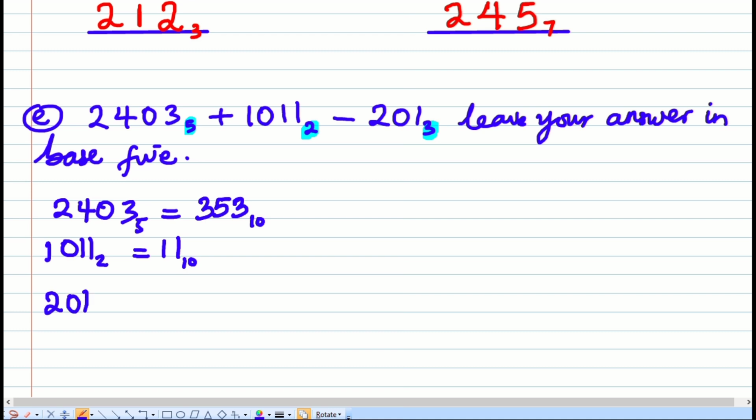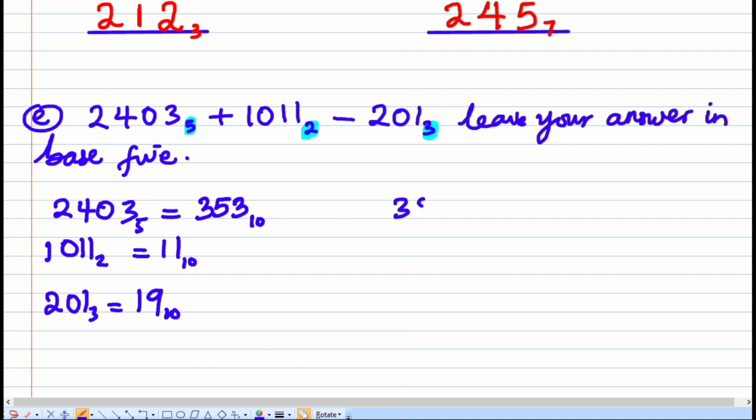The last one is 201 base 3. We have 2 times 3 is 6, 6 plus 0 is still 6, 6 times 3 is 18, 18 plus 1 is 19, that's 19 base 10.